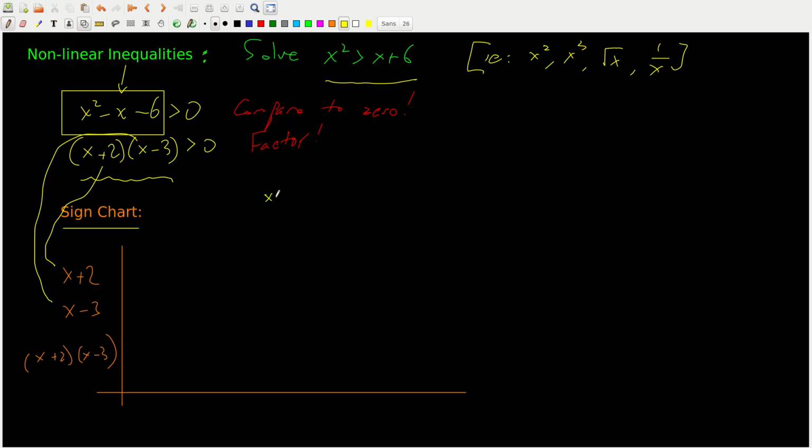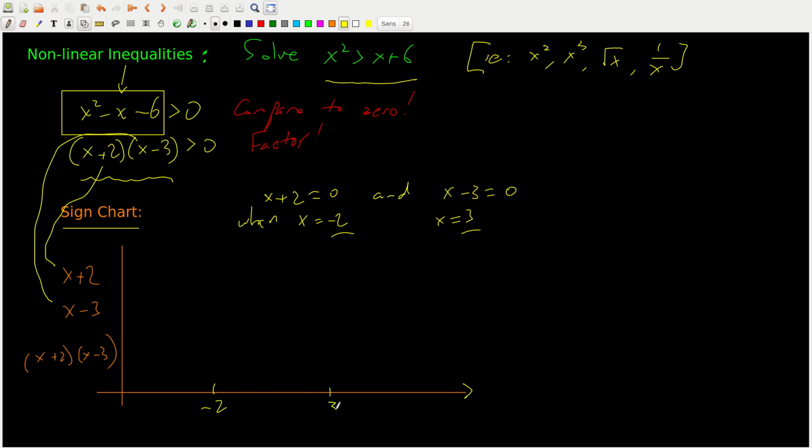So I'm going to ask, when is x plus 2 equal to 0? And when is x minus 3 equal to 0? Well, we know that x plus 2 is equal to 0 when x is minus 2, and x minus 3 is equal to 0 when x equals 3. And I'm going to take those two key points and I'm going to put them on my number line down here. This is just a number line.